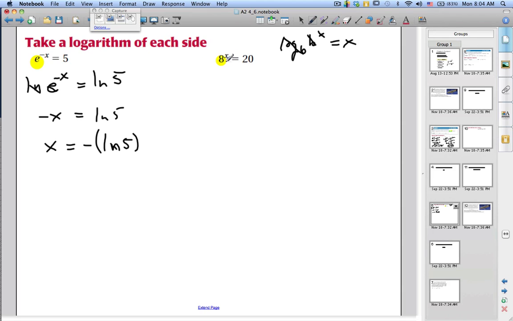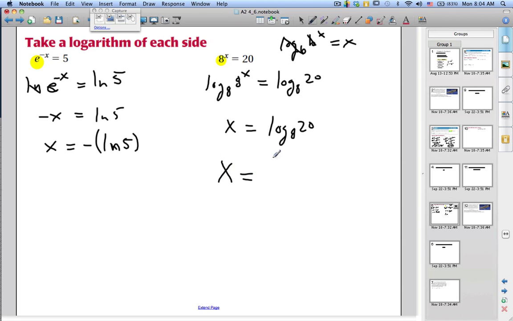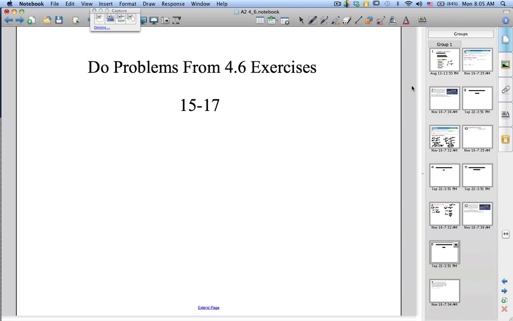Up here I'm going to do a logarithm base 8 of 8 to the x power, and therefore I'll do the same over here, log base 8 of 20. x will be equal to log base 8 of 20. And I've already learned the change of base formula, so I can also do this in my calculator: log of 20 over log of 8. Also, this remains to be done in the calculator. I'm not going to do that, but that's something you can do as you practice. So go ahead and do problems 15 through 17, and then come on back and we'll solve a word problem using exponential functions.